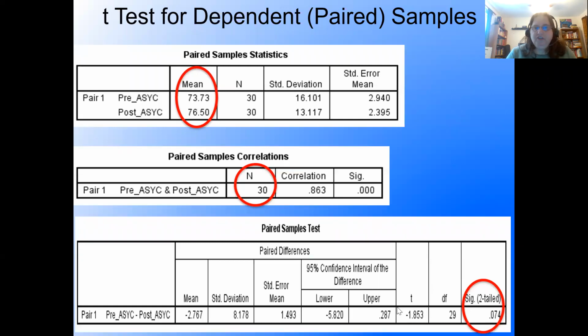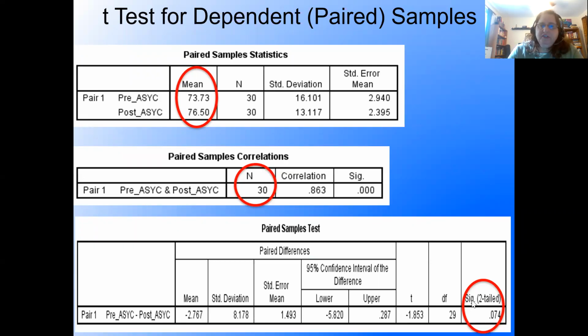We get our t-score, our degrees of freedom, and our sig value, which is 0.074. So let's assume for the moment that our alpha is 0.05. So we ask ourselves the question, is 0.074 less than 0.05? No, it's not. So we would not reject. That would be easy. But let's look again.